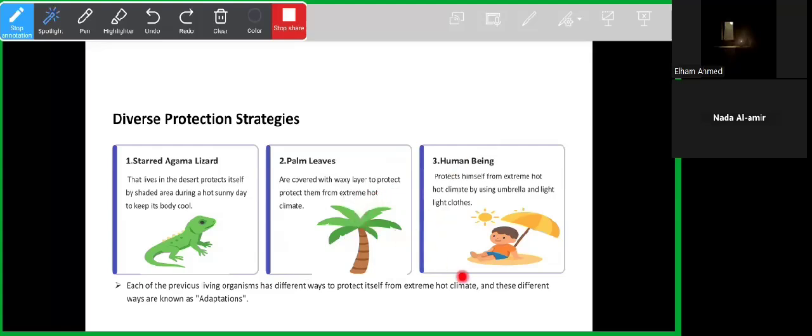Third thing is human beings. Human beings, as we all know, protect themselves from the hot sun by using an umbrella or wearing light clothes. So, as we said, each of the previous living organisms has different ways to protect itself from extreme hot climate, and these different ways are known as adaptations.